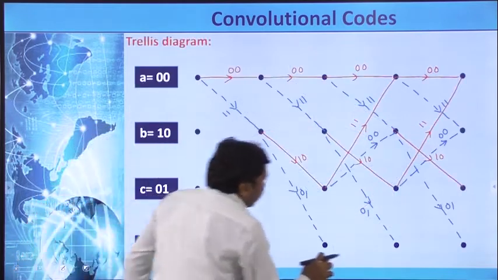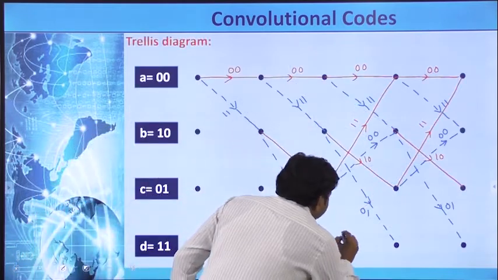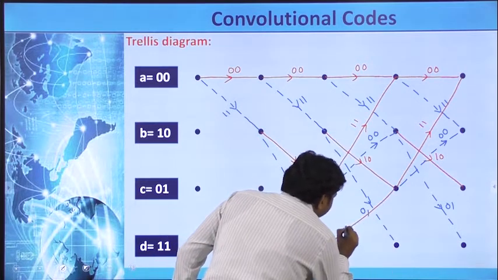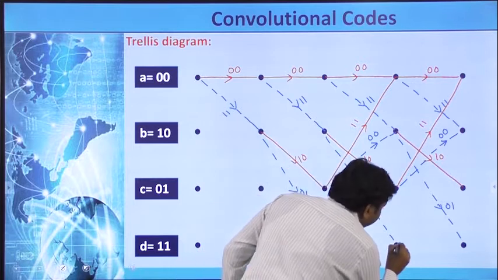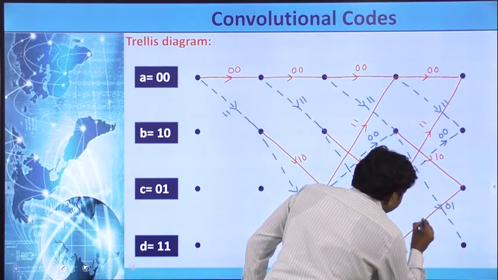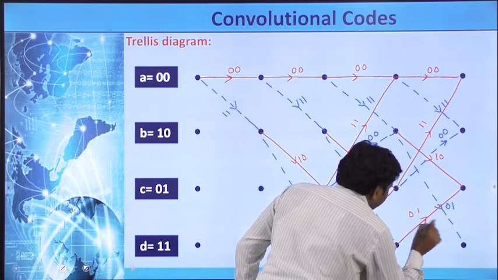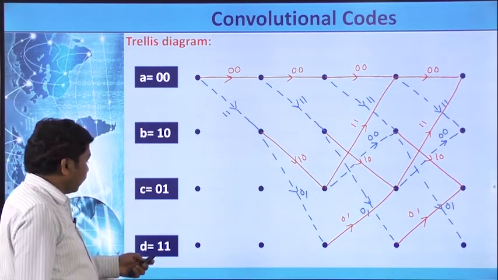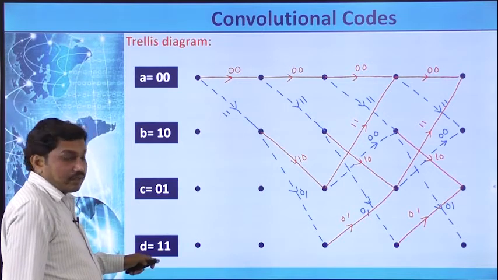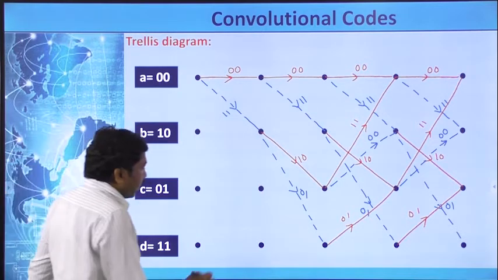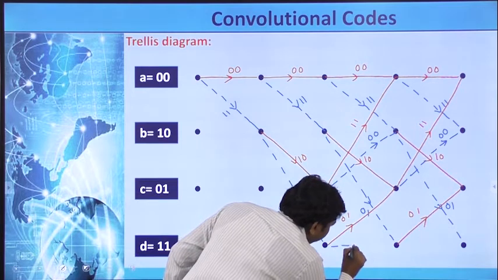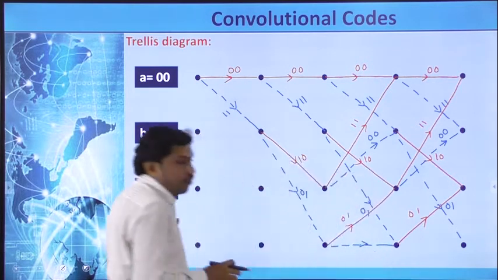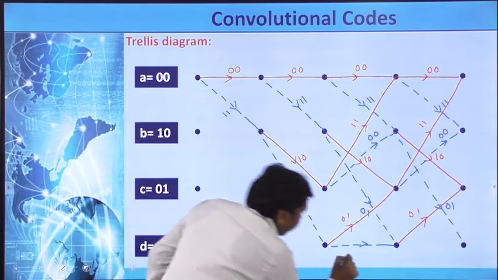Present state is 1 1. When the input bit is 0, it moves into 0 1 state with the output bits 0 1. The present state is 1 1. When the input is 1, it moves into the same state with the output bits 1 0.